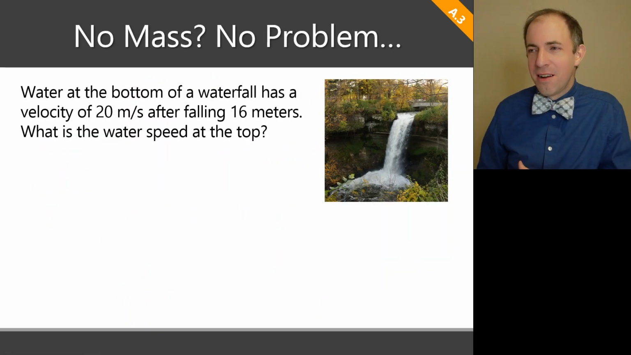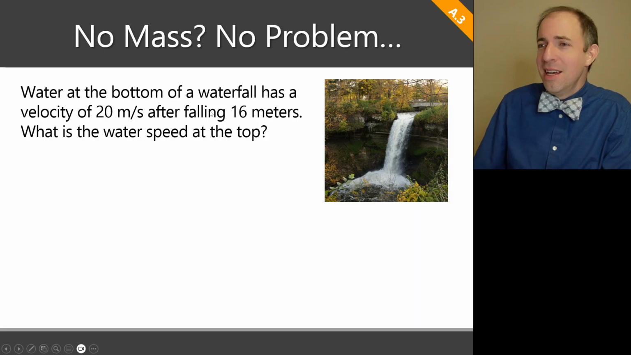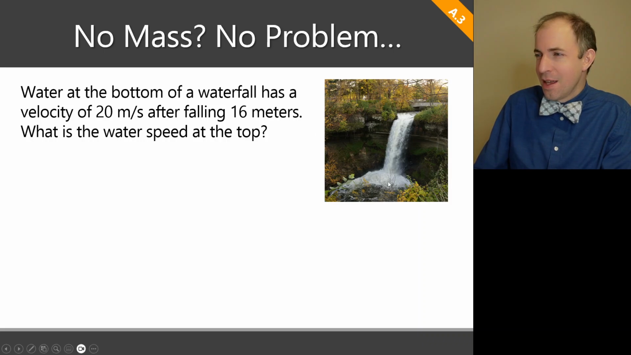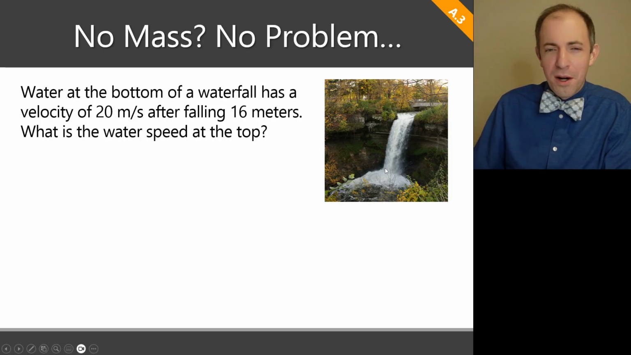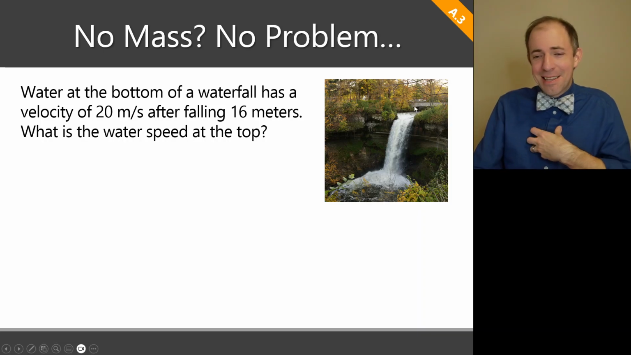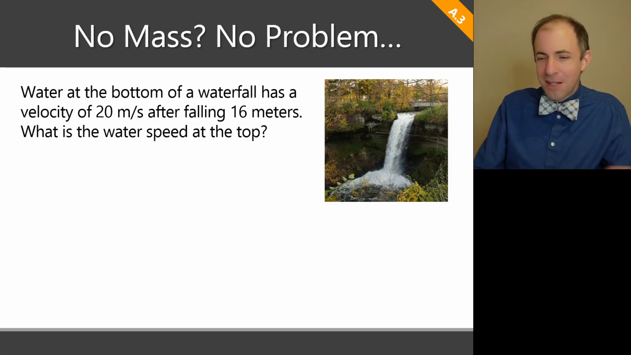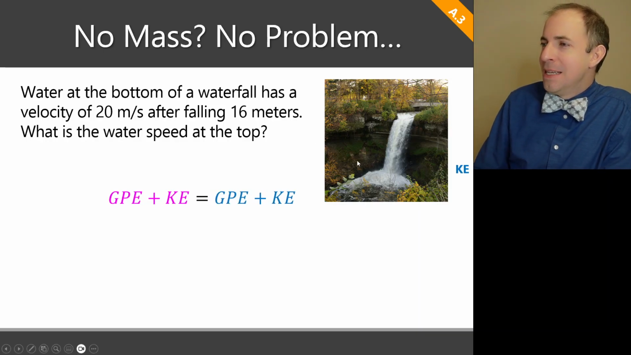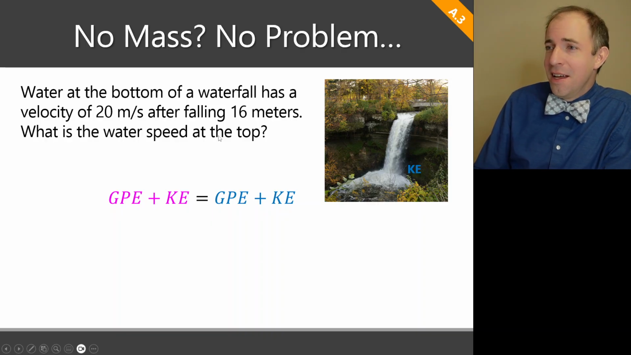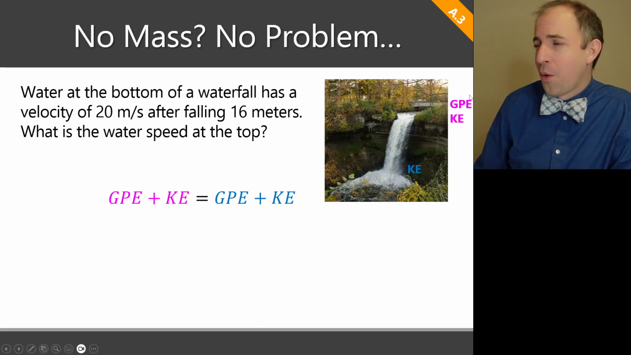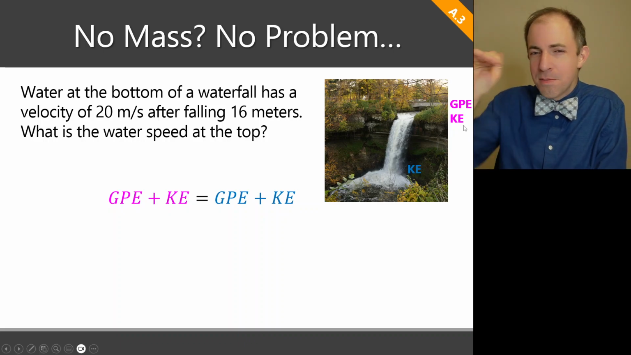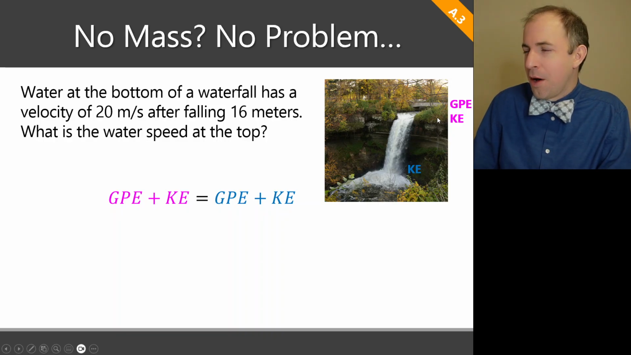All right, let's look at one more scenario where the mass is never going to be possible. Here we have water at the bottom of a waterfall that has a velocity of 20 meters per second after it falls 16 meters. What is the water speed at the top? So it helps for me to think of what the initial and final energies are that are happening. Well, initially, or a final, let's start there. I know that we have a velocity of 20 meters per second, so there's some kinetic. And then up at the top, we know it has some gravitational potential because there's a height that's different than it was before, and then some kinetic energy because the water is moving as it goes over that waterfall.